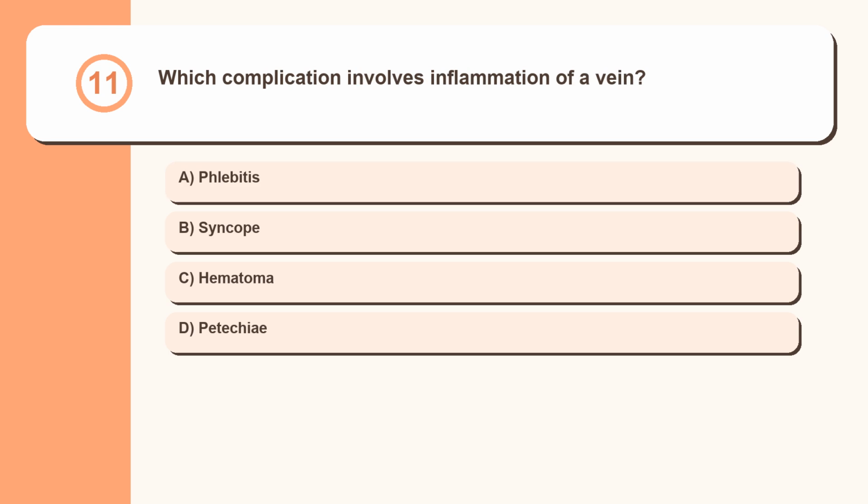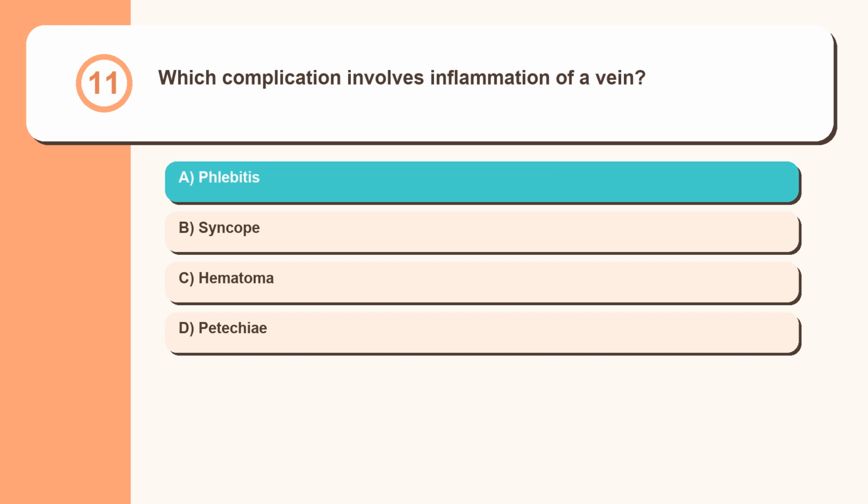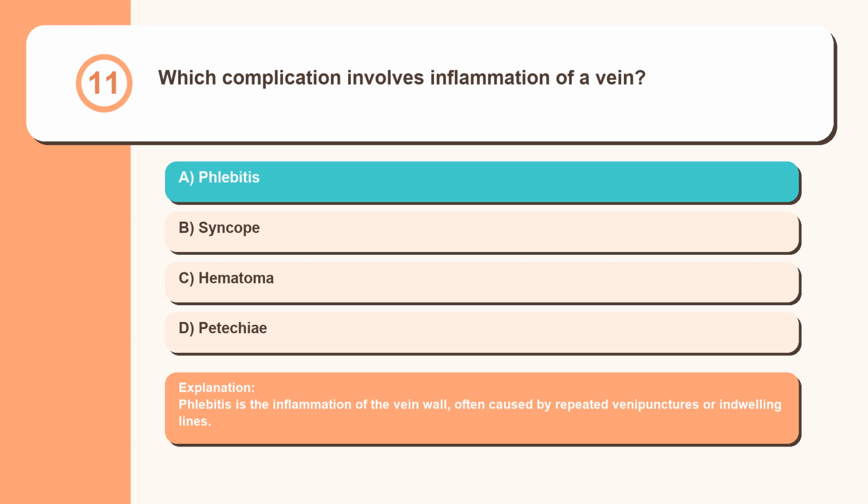Question 11. Which complication involves inflammation of a vein? Phlebitis, syncope, hematoma, petechiae. Phlebitis is the inflammation of the vein wall, often caused by repeated venipunctures or indwelling lines.